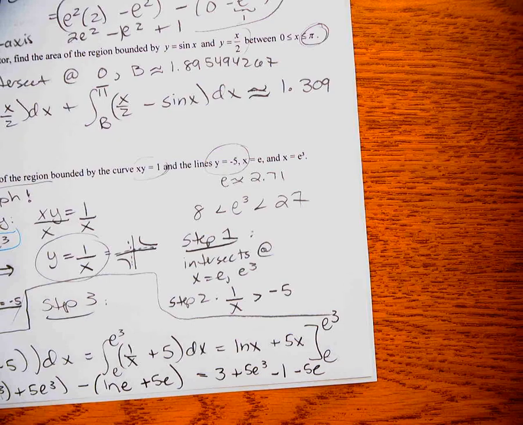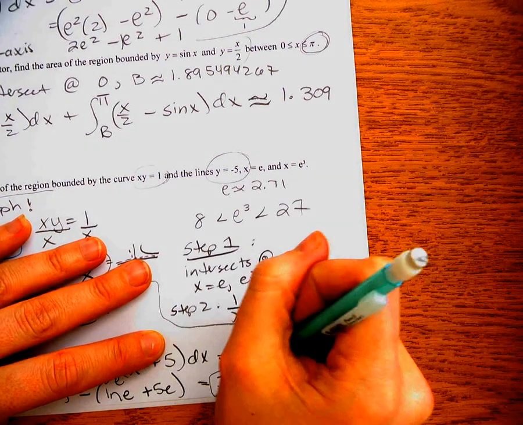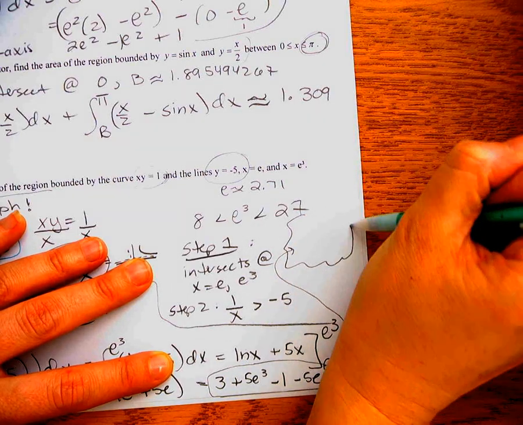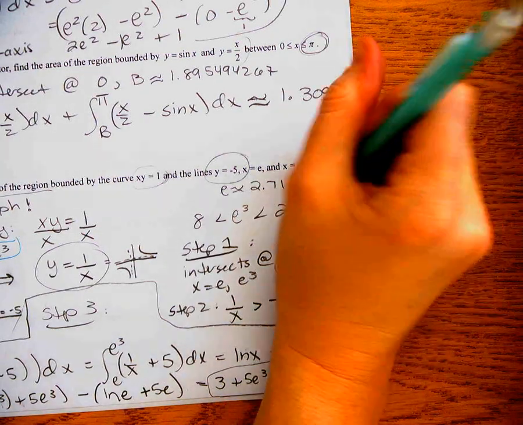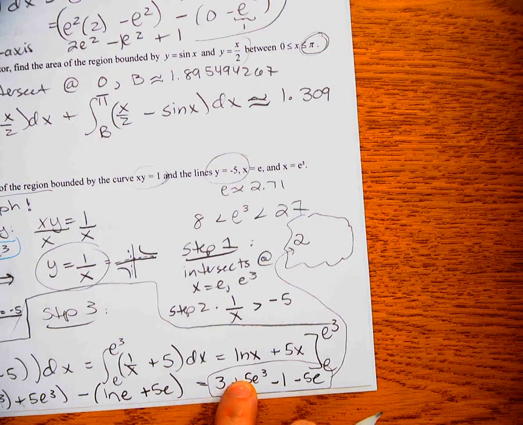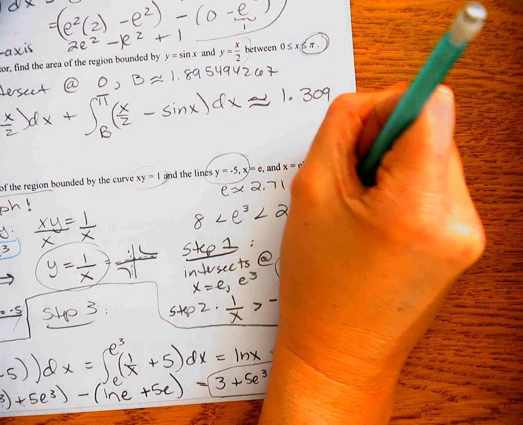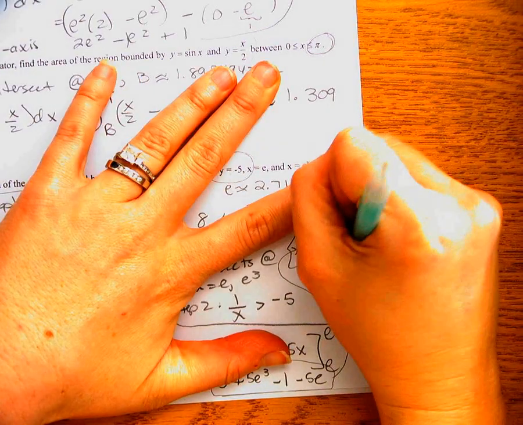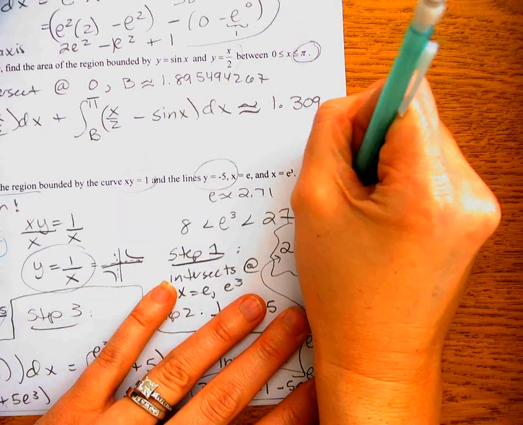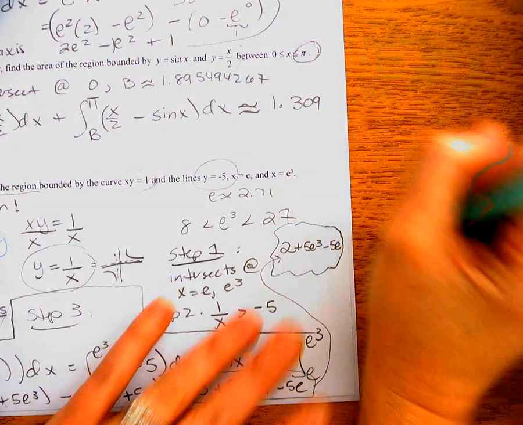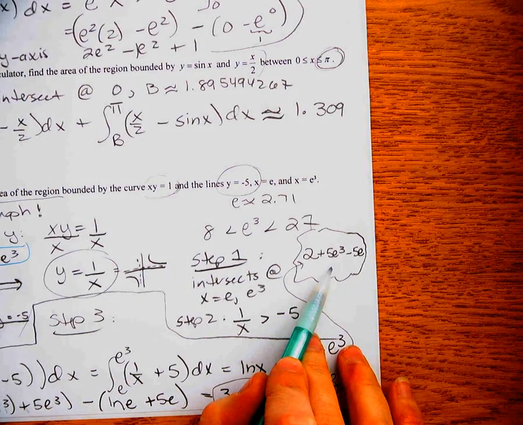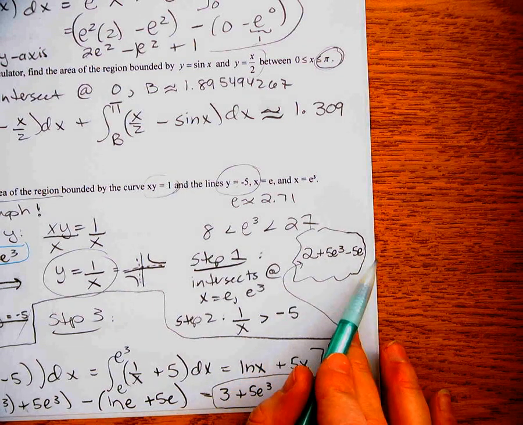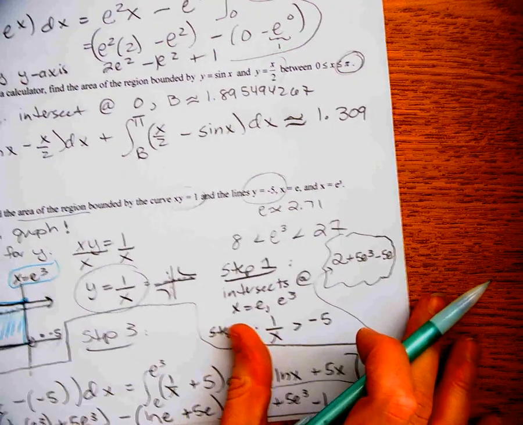And I super ran out of room again. So let's take this and move it up here since I have some room. So 3 minus 1 is 2 plus 5e cubed minus 5e. I don't know what those numbers are, so I just have to leave them as what they are. And then that would be our final answer. Because I can't combine those. Those aren't like terms. I don't know what they are, so I just leave it. So it's 2 plus 5e cubed minus 5e.